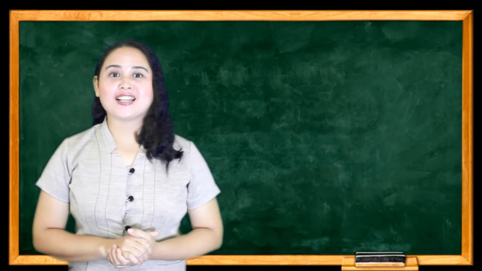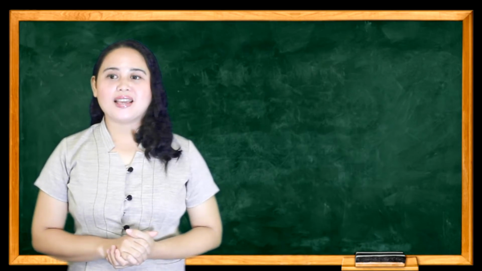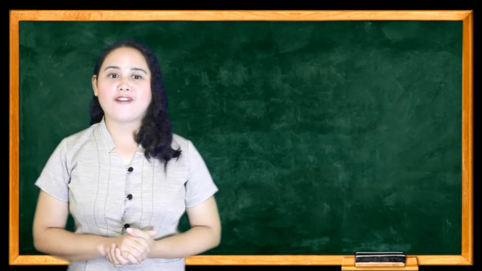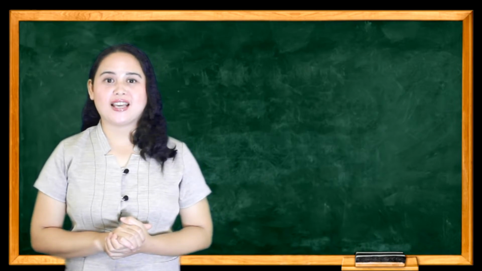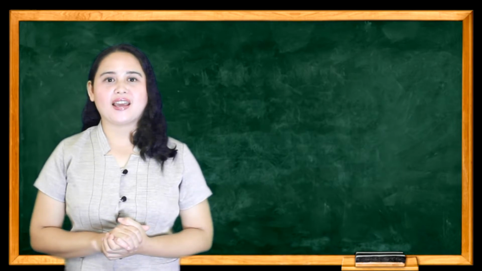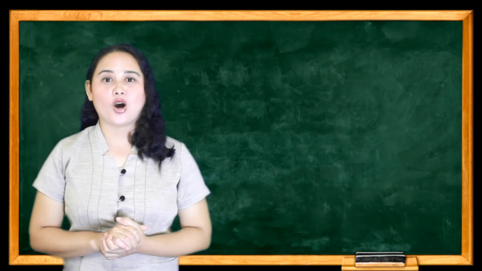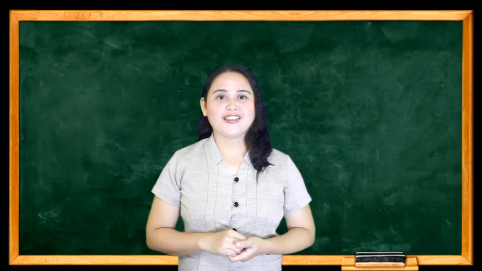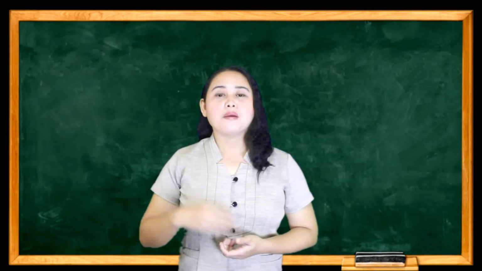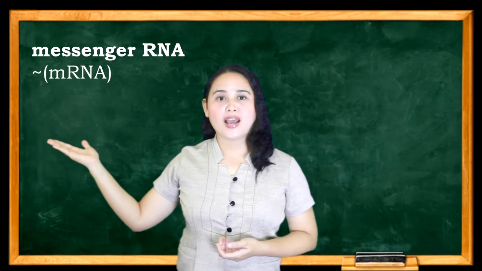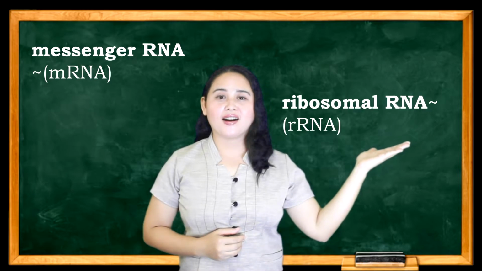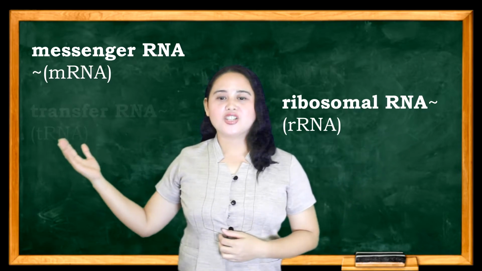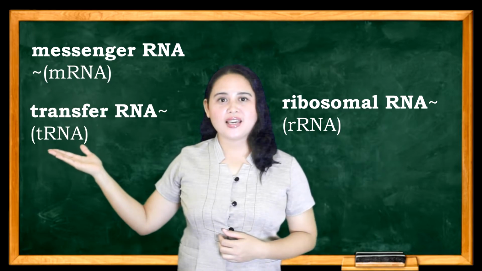The function of nucleic acid is that DNA contains the genetic instructions for the development and functioning of organisms. This genetic information is converted by the RNA into amino acid sequences of proteins. RNA has 3 types: messenger RNA or mRNA, ribosomal RNA or rRNA, and transfer RNA or tRNA.